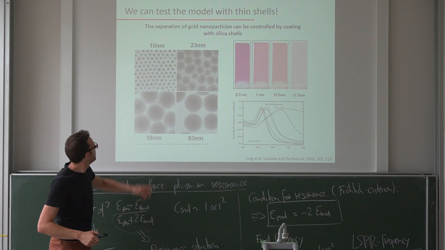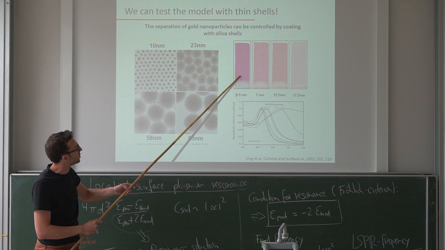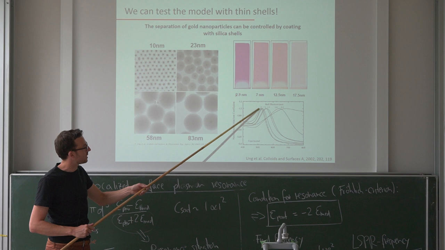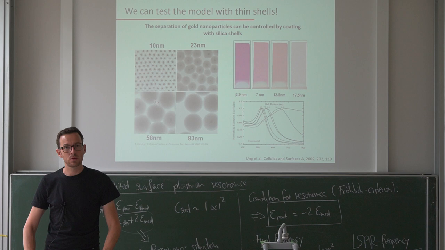And what we see is the thicker the shell, or the smaller the shell, the more you get a change in color. So you see this very clearly here in the spectra. Large shells do not give a change in color. The resonance is still at approximately 510 nanometers. And the smaller you make the shell, the more this resonance shifts to the red, exactly as we predicted by our model.